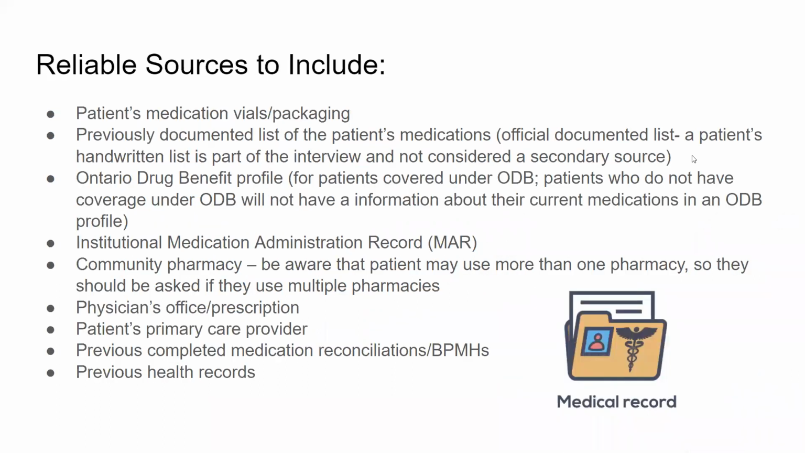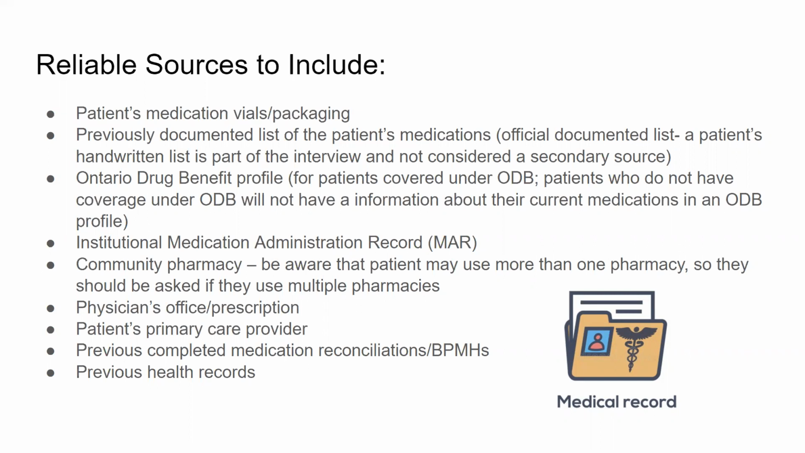So some reliable sources may include patient's medication vials, packaging, any previously documented list of the patient's medications. So some official document lists, such as a patient's handwritten list, is considered part of the interview, and it's not considered a secondary source. Another source is the Ontario Drug Benefit Profile, especially for patients covered under ODB. Of course, patients who do not have coverage under ODB will not have a profile under ODB. Another one would be the Institutional Medication Administration record, or the MAR, or even from the patient's community pharmacy.